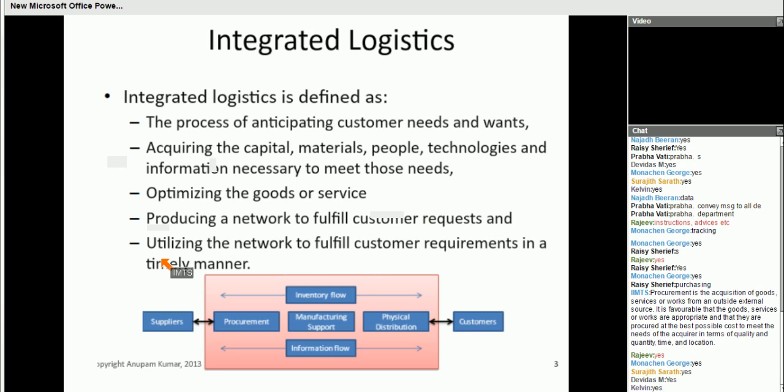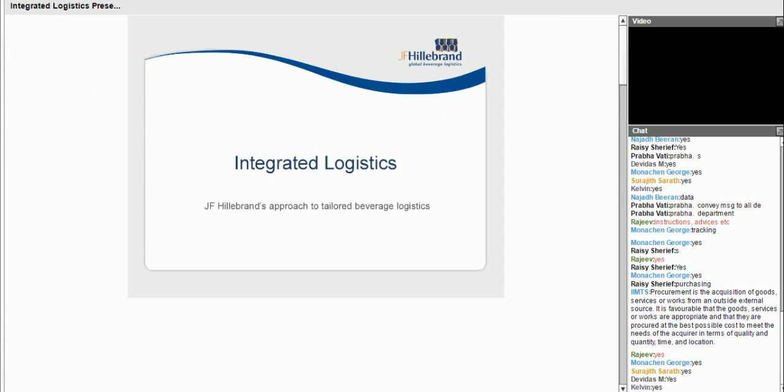Optimizing the goods or service producing network to fulfill customer requests. They also look after the channels through which the goods will have to pass to reach the customer. So they plan those networks which are best suited according to the organization. Best suited means it should take less time to reach the customer. Utilizing the network to fulfill customer requirements in a timely manner. Right. So here the delivery time is very important. The companies want the goods to reach the customer as soon as possible.